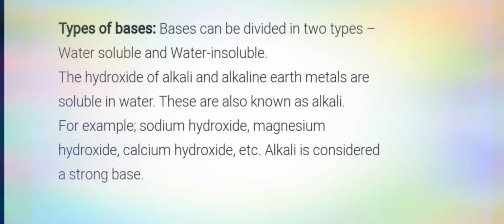Then next is types of bases. Bases can be divided into two types, water soluble and water insoluble. The hydroxides of alkali and alkaline earth metals are soluble in water. These are also known as alkalis. For example, sodium hydroxide, magnesium hydroxide, calcium hydroxide, etc. Alkali is considered a strong base.